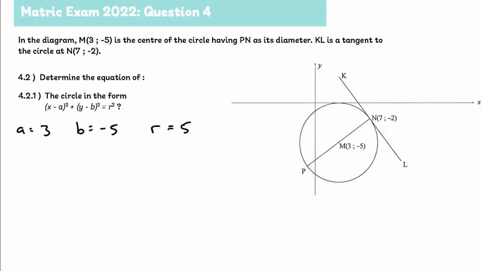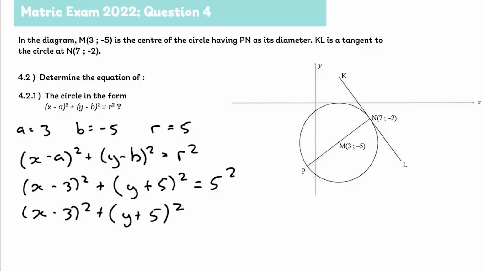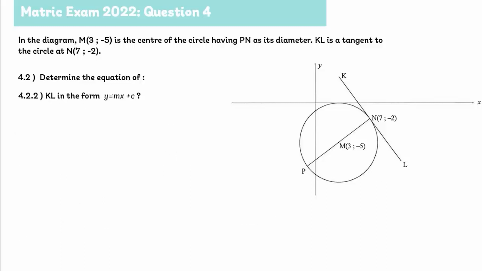What we now need to do is take the circle formula, (x minus a) squared plus (y minus b) squared equal to r squared. Let's populate the variables: (x minus 3) squared plus (y minus 5), so it'll become plus 5, squared equal to, and you can do it as 5 squared, or you could do it as 25. Actually, I think I would prefer 25. (y plus 5) squared equal to 25. And that's the answer. We're on to question 4.2.2.